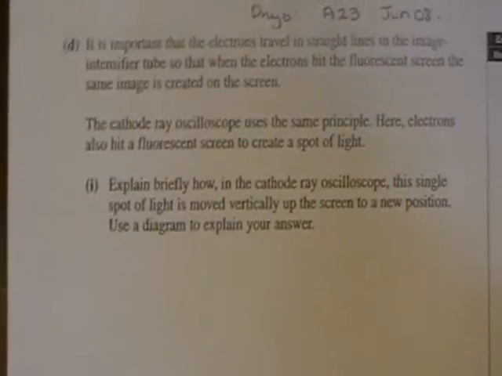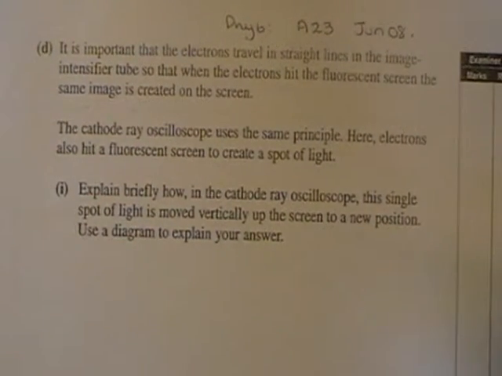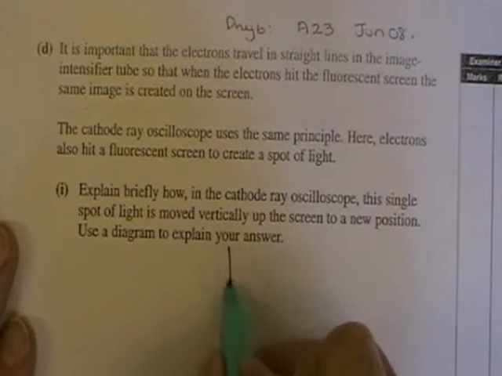Part D. It is important that electrons travel in straight lines in the image intensifier tube so that when the electrons hit the fluorescent screen, the same image is created on the screen. The cathode ray oscilloscope uses the same principle. Here electrons also hit a fluorescent screen to create a spot of light. Describe briefly how in a cathode ray oscilloscope this single spot of light is moved vertically up the screen to a new position. Use a diagram to explain your answer.